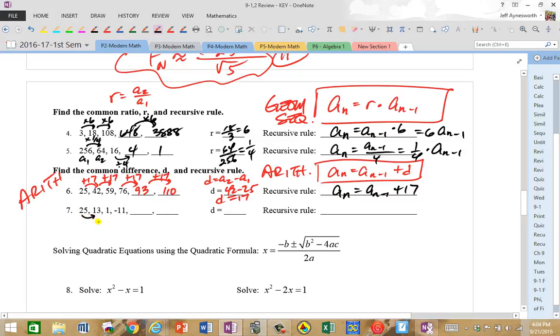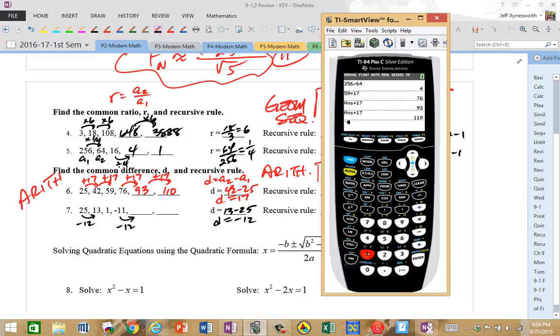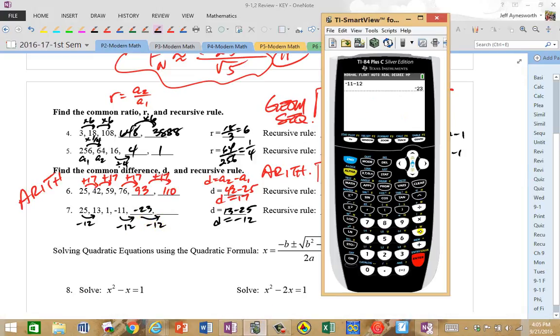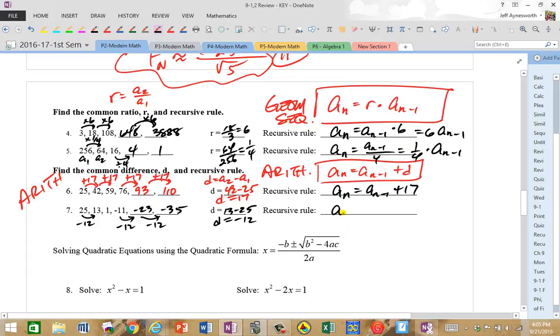Now here, it's getting smaller, right? So you're subtracting something. 13 minus 25 is negative 12. So you're subtracting 12. So negative 11, minus 12 gives you negative 23. Then you subtract 12 again. Even if you didn't know how to add, you could still do it by using the calculator effectively. You get negative 35. So your recursive rule looks like a sub n is equal to a sub n minus 1 minus 12. Why? Because you're subtracting 12 every time.